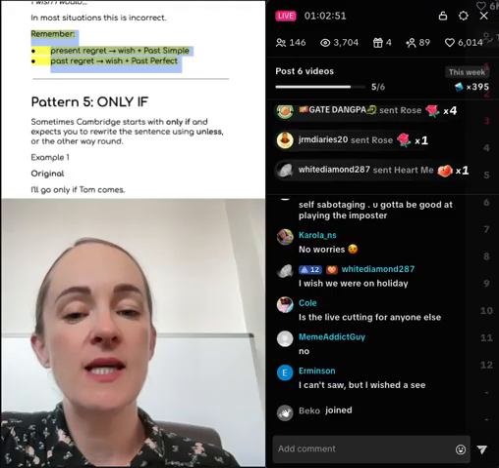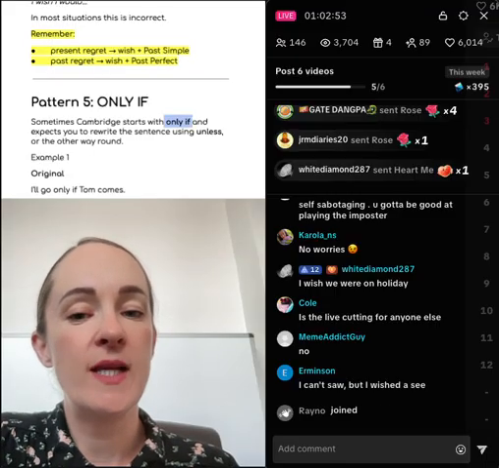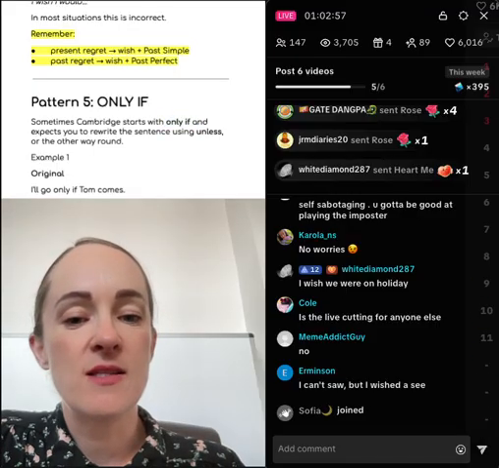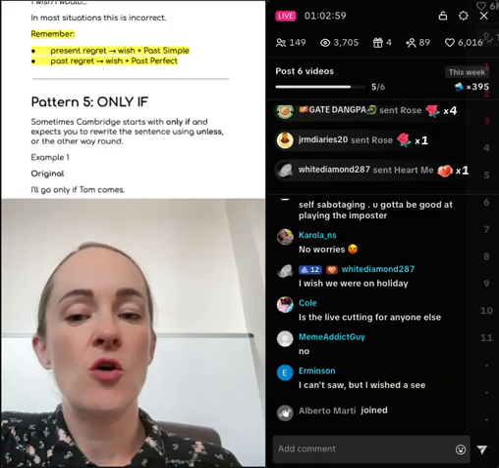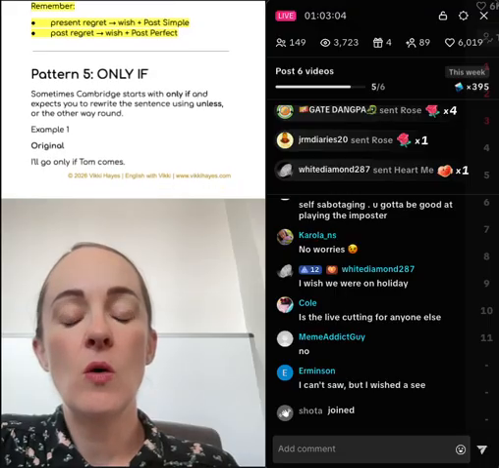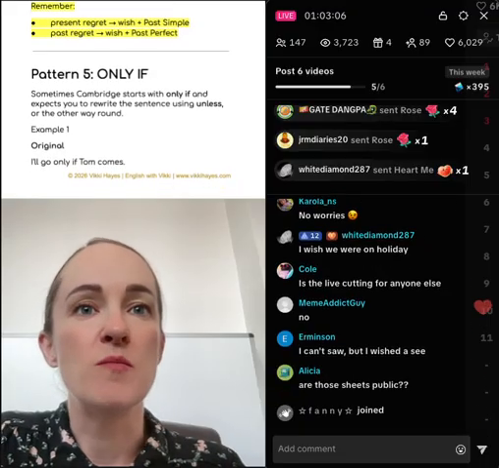Pattern 5. Next one is if only. So sometimes Cambridge starts with only if, and expects you to rewrite the sentences using unless or the other way around. So, for example, I'll go only if Tom comes.